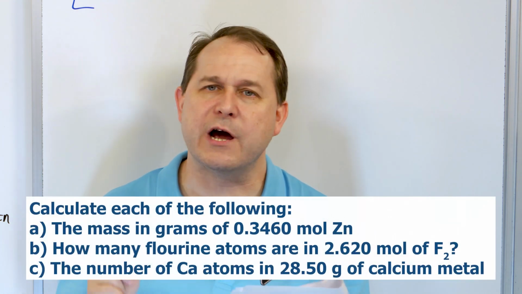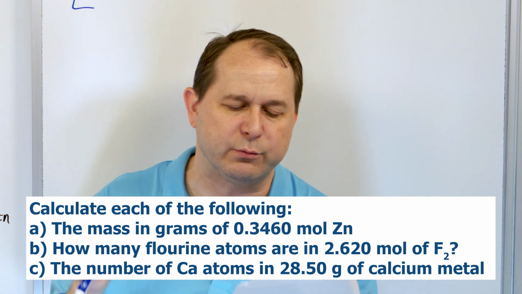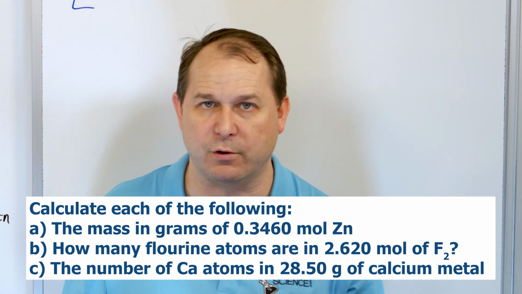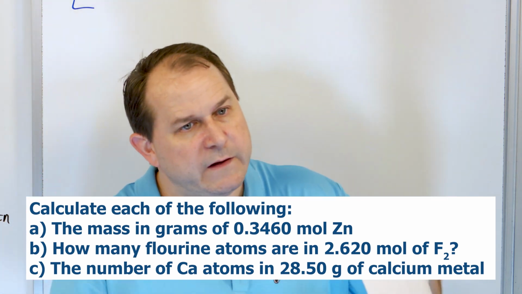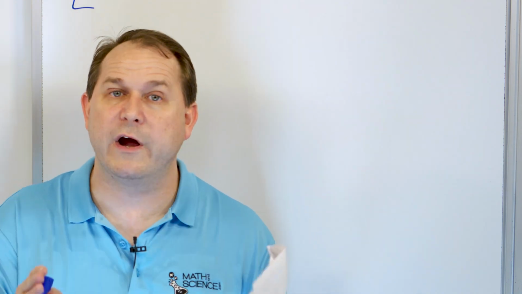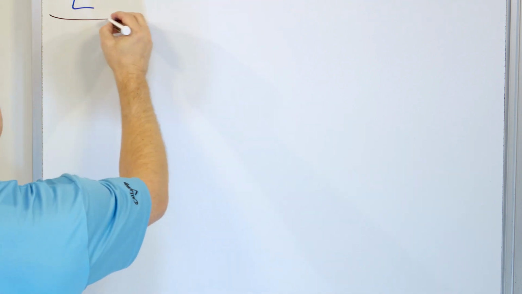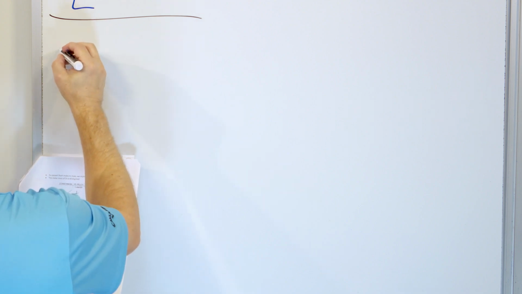Let's calculate the number of calcium atoms in 28.50 grams of calcium metal. So again, do not start in your head and say, oh, I'm going to do this, and then divide, and then multiply, and then try to figure it out. No, just forget it. Just write down what you have, and then you incrementally get a little bit closer to the answer as you go. And what have we been given?